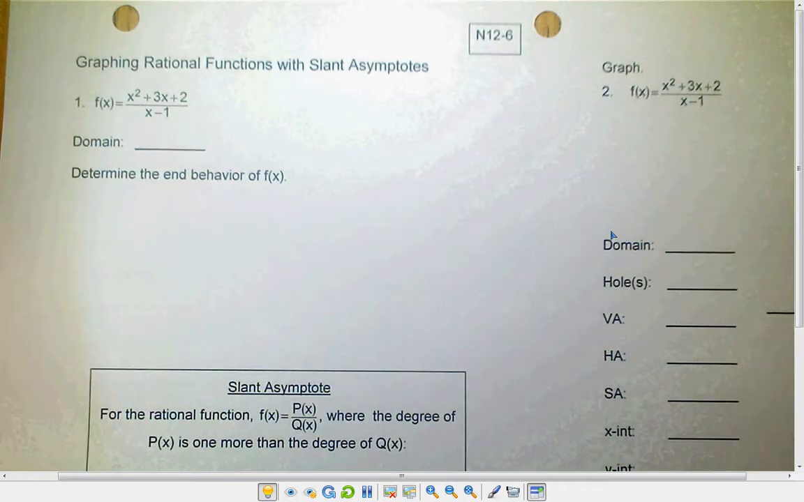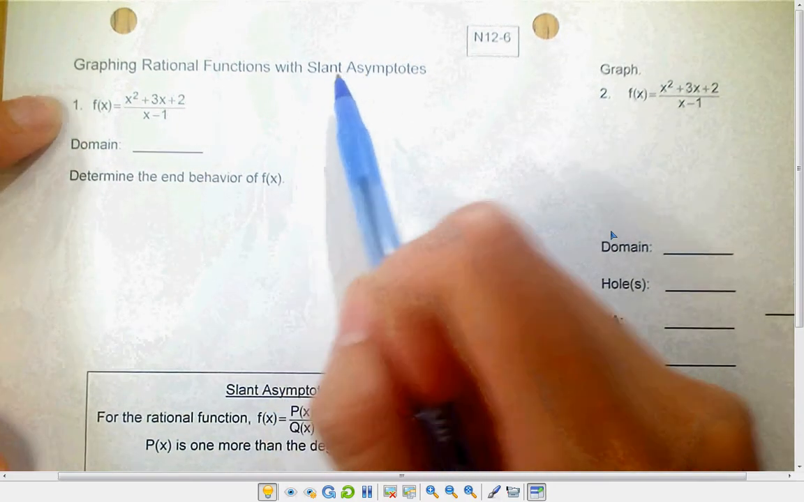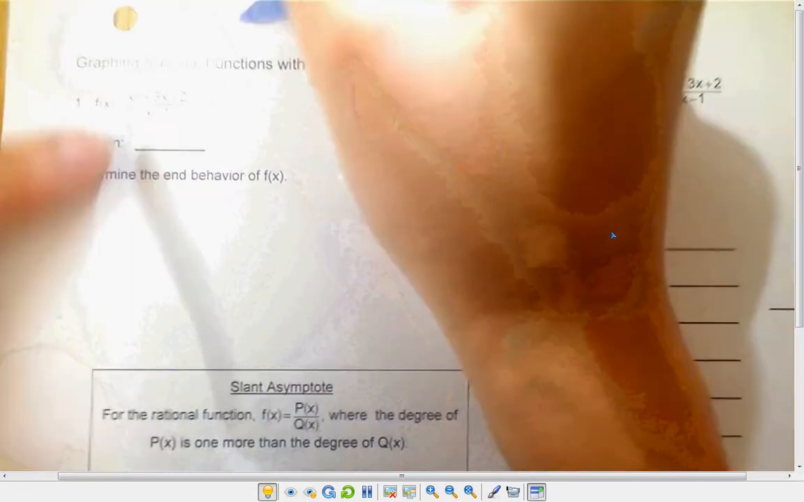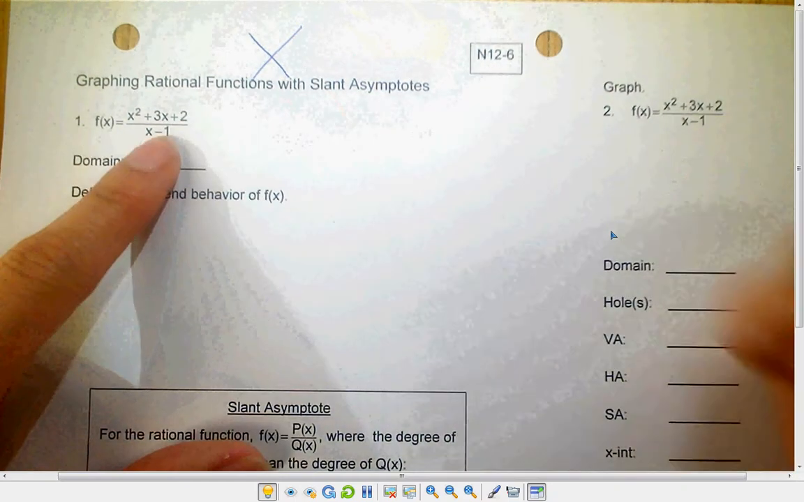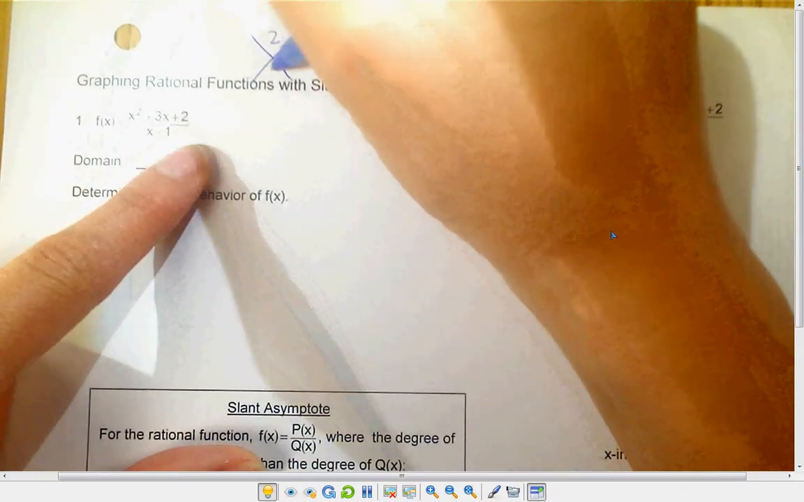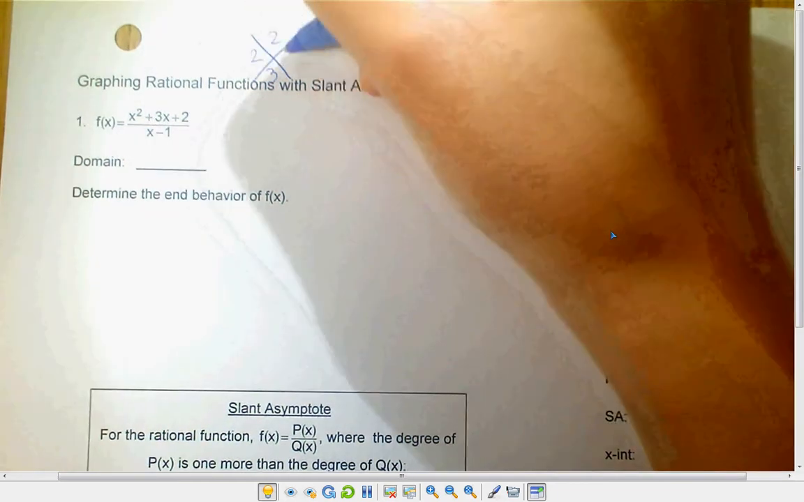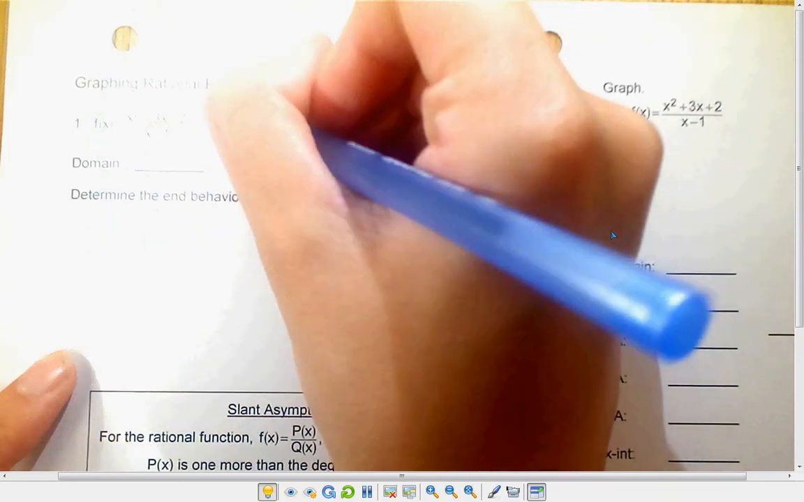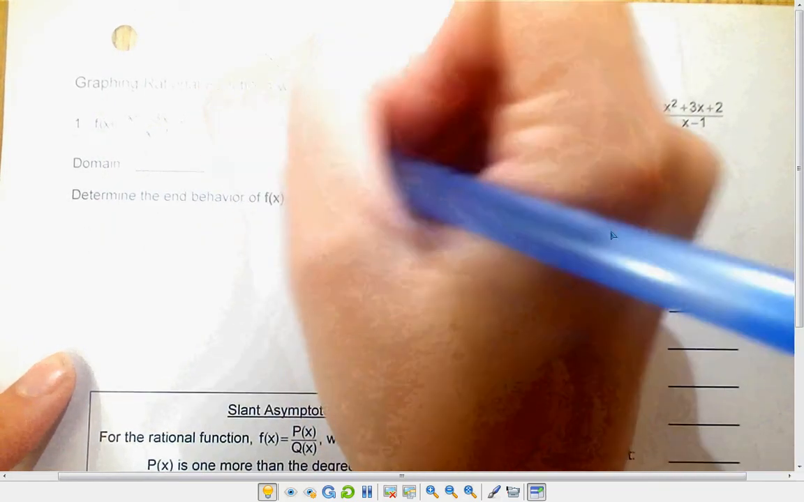Today we're going to learn how to graph rational functions with slant asymptotes. So let's start off with this first problem. Our first step, like usual, is to factor. So the numerator, we can use the x. What multiplies to give us 2, adds to give us 3? 2 and 1. Because there's no number in front of the x squared, we can just rewrite this as x plus 2, x plus 1.